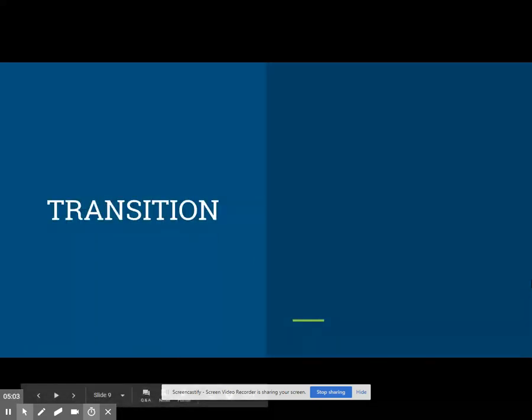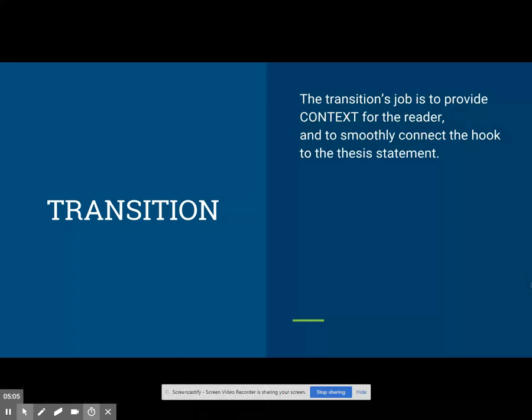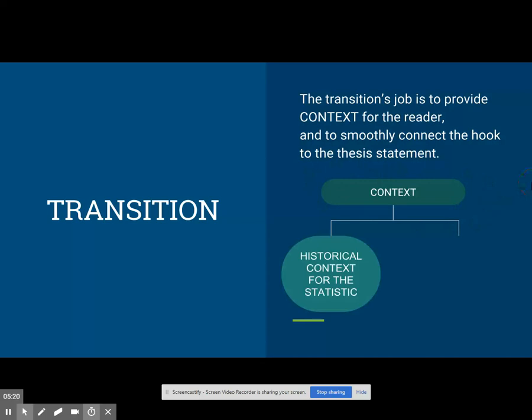That is where the transition comes in. The transition's job is to provide context for the reader, background information for your reader, also to smoothly connect the hook to your thesis statement. So context here involves two parts in your transition. First, you need to give historical context for your statistic that you chose. Second, you need to give historical context of the entire historical event to lead to your thesis about the event.